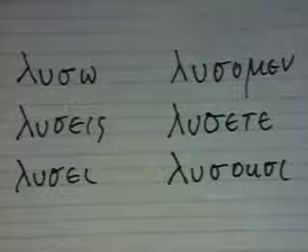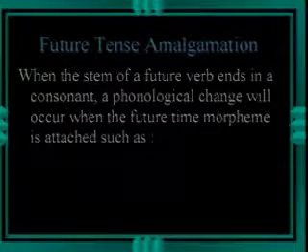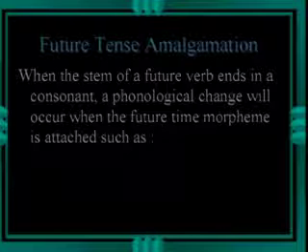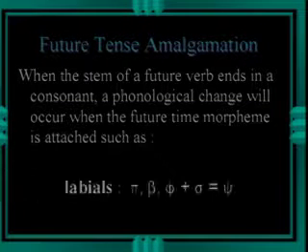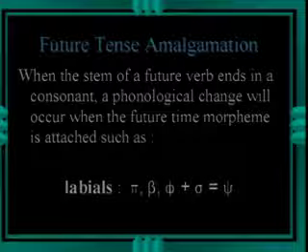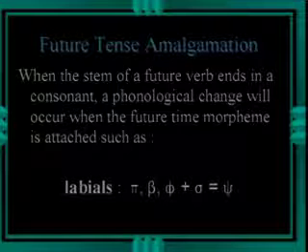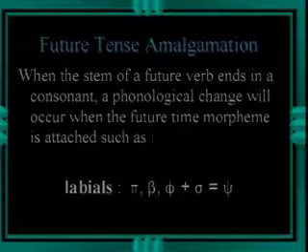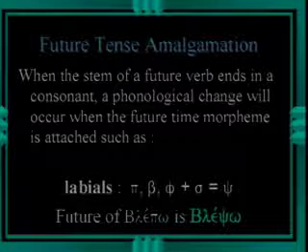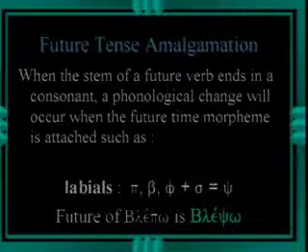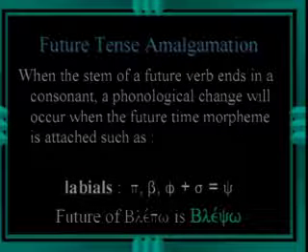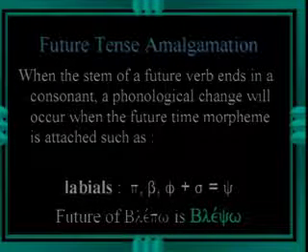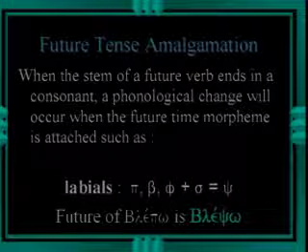Okay? Now, a couple things I just need to point out to you quickly. I'm going to move through these really quickly because they're also in your text, but I do need to mention them. When the stem of a future verb ends in a consonant, a phonological change will occur when the future time morpheme is attached, such as your pi, your beta, and your phi. Whenever those are at the end of a verbal stem and they come into contact with the sigma, they amalgamate to the psi. Blepo is a good example of that. Notice the pi at the end of the stem. When you put a future active indicative ending on it, it goes to the psi, blepso. It's important to note that because otherwise you wouldn't see a sigma, would you, there? So noting the amalgamation enables you to identify that as a future active indicative over and against a present active indicative.